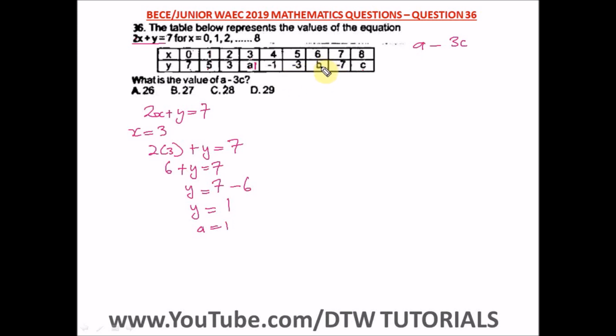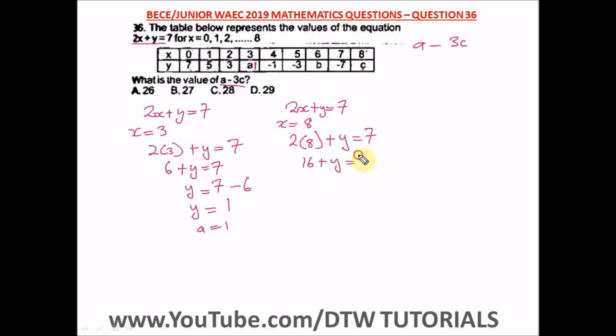The next unknown: there's a b here, but we don't really need to solve for b, because what the question is asking us is to find the value of a minus 3c, but we need to find c. So we have to put into this equation our value of x as 8. So when x is equal to 8, considering this equation again, we have 2 bracket 8 plus y equal to 7. What is 2 times 8?